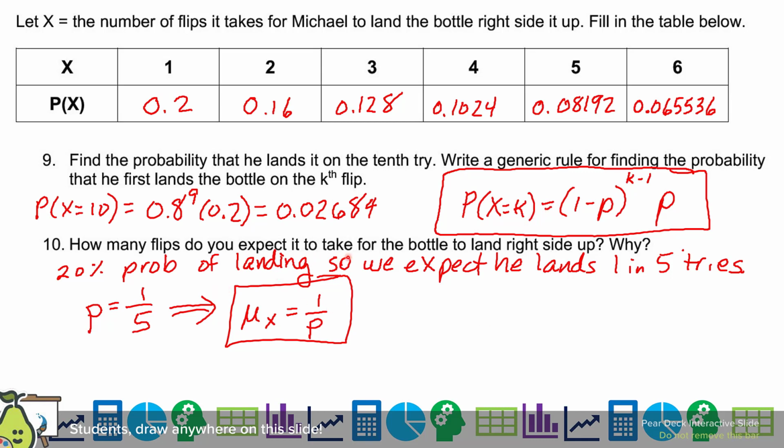Now, how many flips do you expect it to take for the bottle to land right side up? Well, the formula for the mean is 1 over p. So we expect him to get it 1 out of 5 times. So 20% probability of landing. So we expect he lands 1 in 5 tries, and so we would expect 5 tries before he gets a successful one. And if you do 1 over 0.2, guess what? You get 5 tries. So that's the intuitive logic of it, and there's the formula to it.